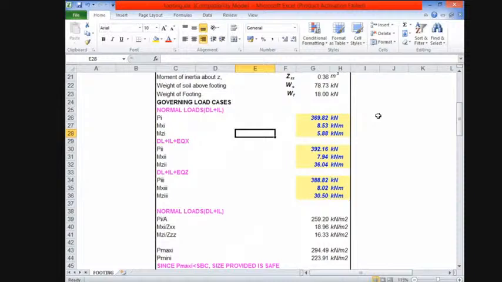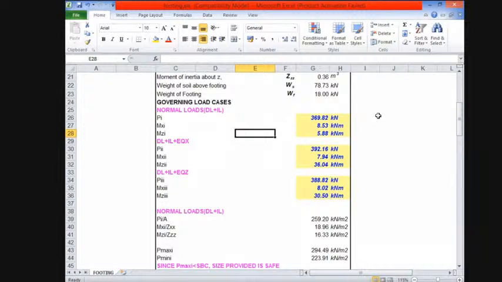You have to do it for both cases: one times dead load plus live load, and one times dead load plus live load plus seismic load. For those load cases only you have to check, because since it is a foundation, you have to check it only for the serviceability case, not for the limit state of collapse.